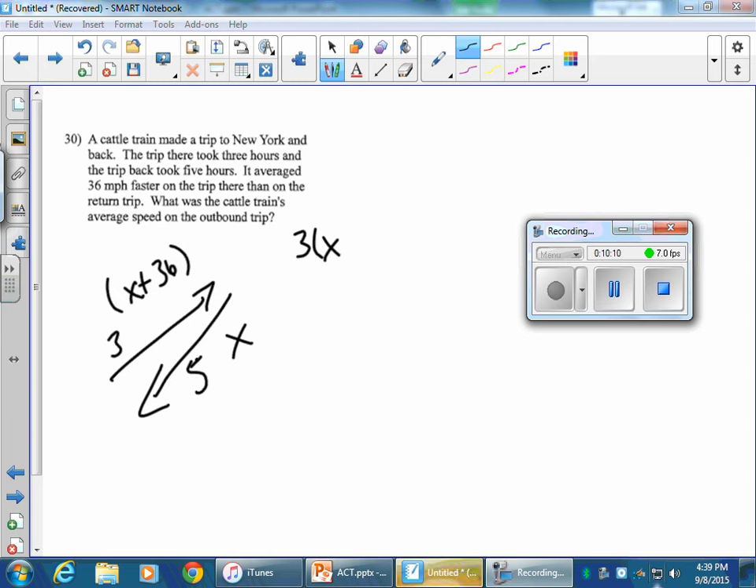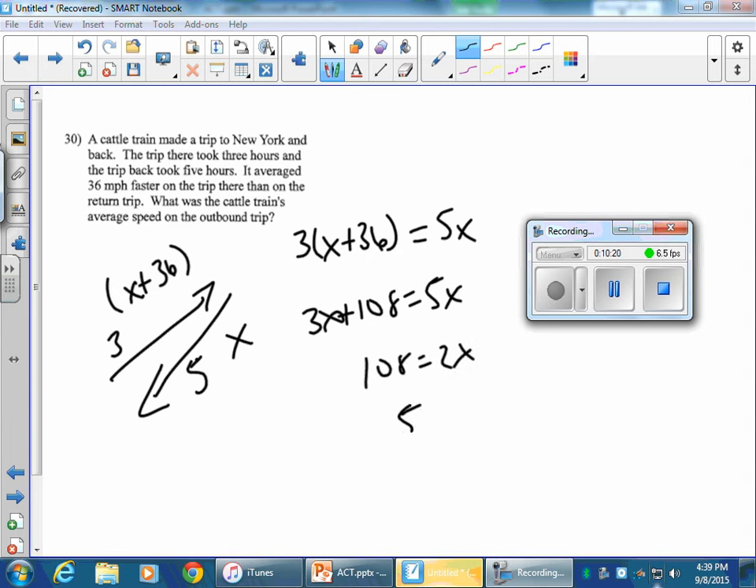So I want them to be equal distances because whether you're going to New York or back, it's the same distance. So 3x plus 108 equals 5x. So 108 equals 2x. Divide by 2, you get 54 equals x. x is 54, so coming back, they drove 54 miles per hour. Going there, it went 54 plus 36, which is 90 miles per hour.